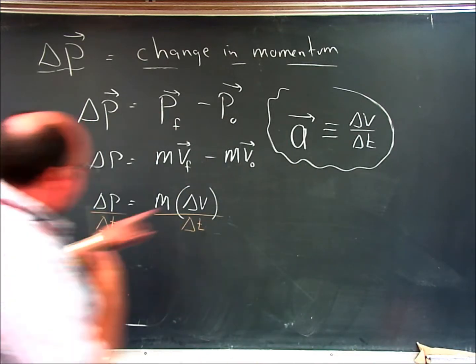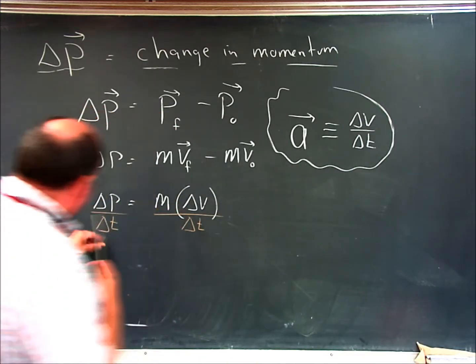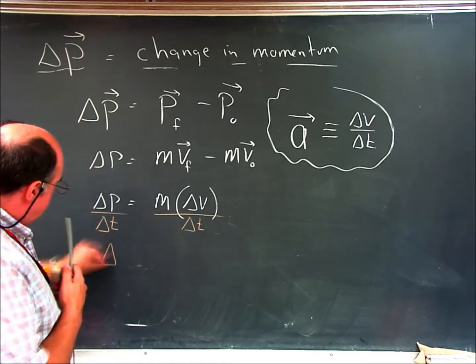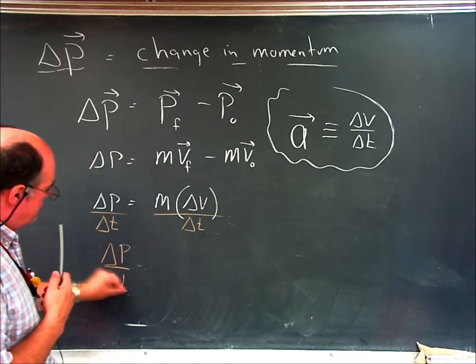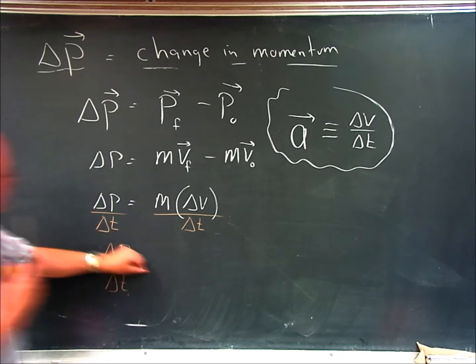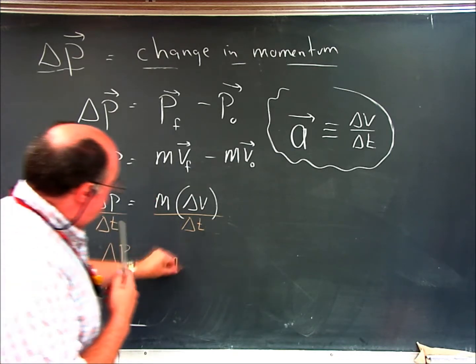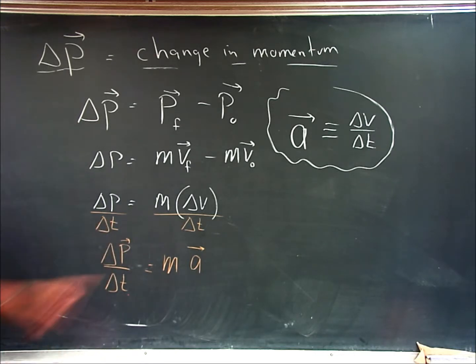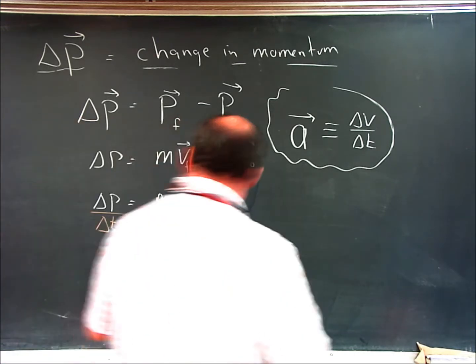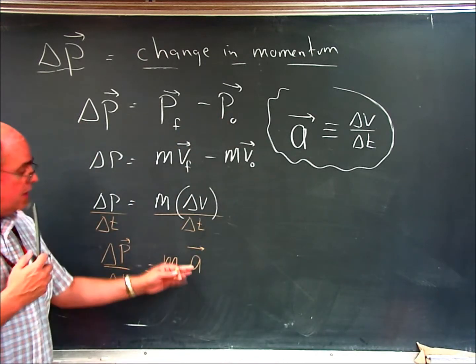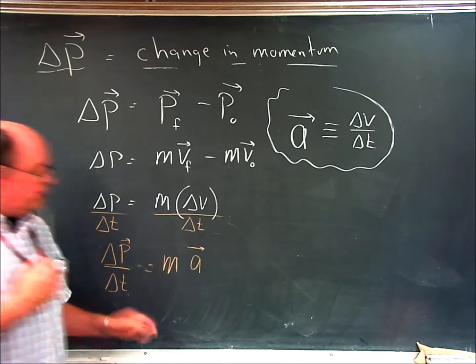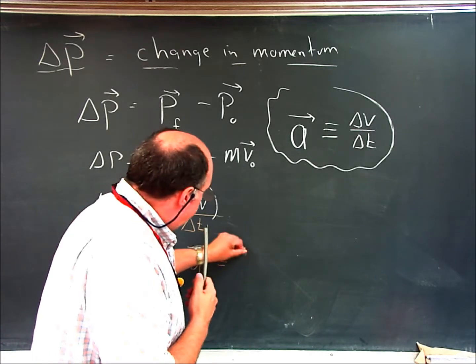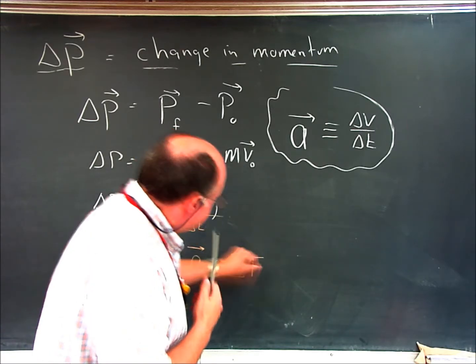So when I see this, I could rewrite it again as delta p over delta t. I haven't changed anything here. This equals m times the acceleration vector. And then I could expand one more time and say, well, what does m times the acceleration vector equal? That equals the sum of all the forces.